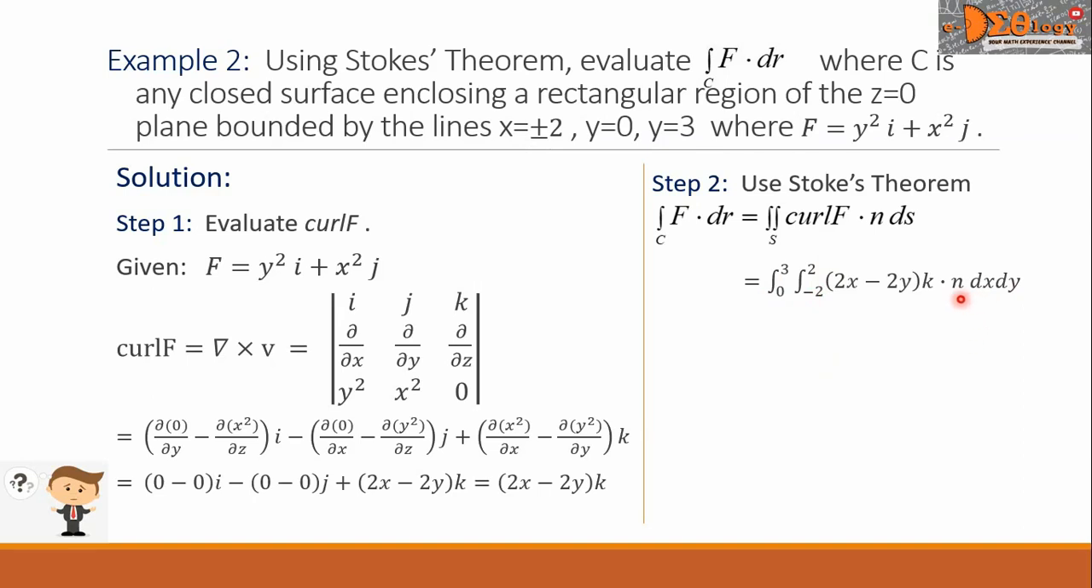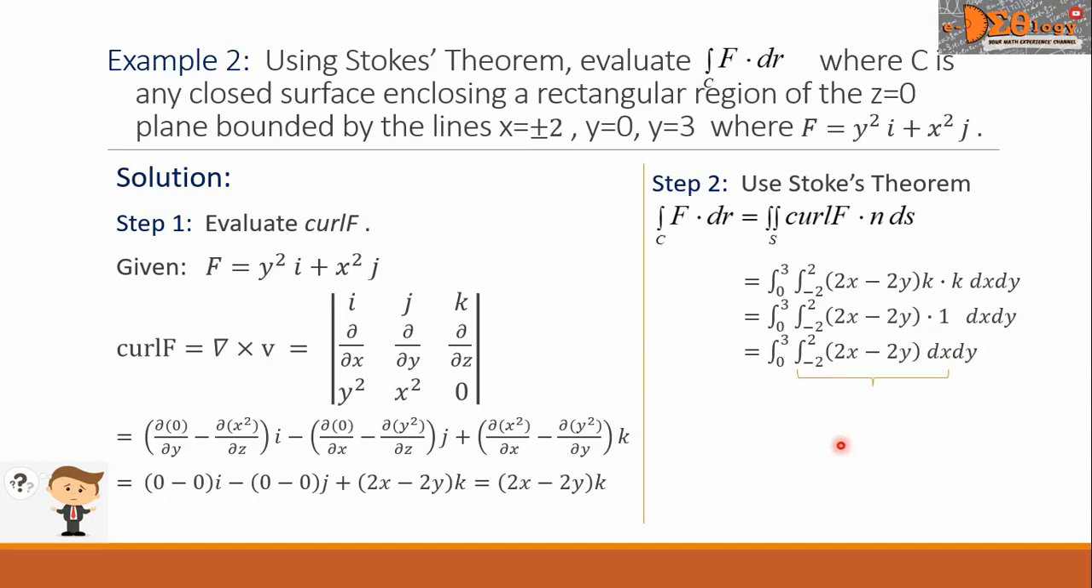Now, for this n, we let n equals k. We will write this as k so that it will be uniform with our component k. So it becomes like this. So the curl F dot k. The value will be the quantity 2x minus 2y multiplied by 1. We can simplify this into simply 2x minus 2y.